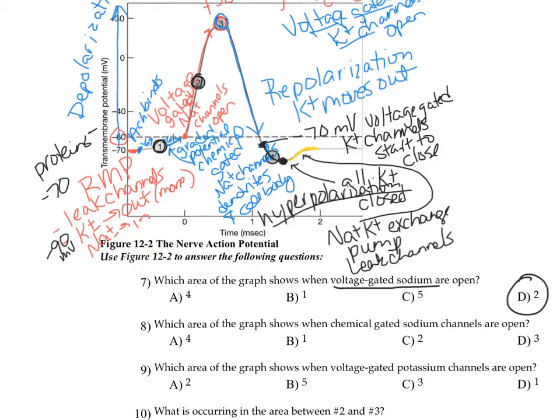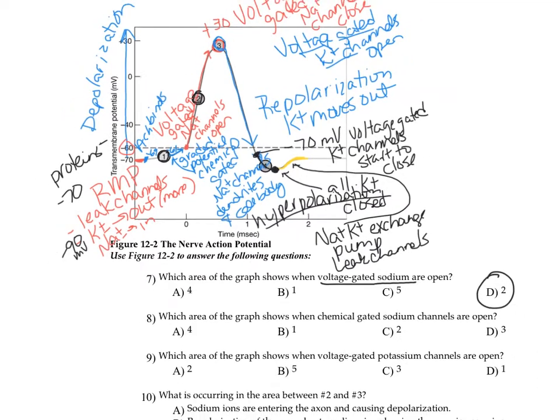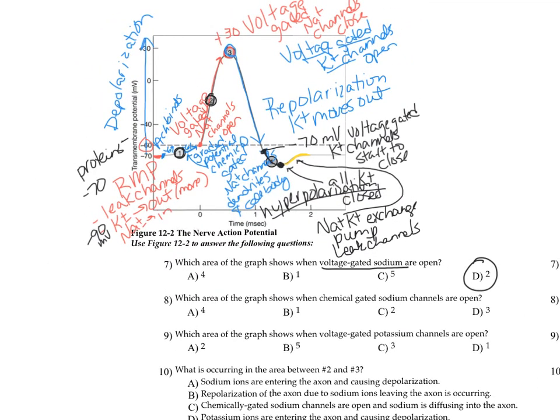ACH is a chemical, so ACH is stimulating that. So those gates are stimulated by chemicals. We call them chemical-gated sodium channels, right? Which area of the graph shows when voltage-gated potassium channels are open? Yep, so at 3, right up at positive 30 millivolts, that's when those potassium channels open, and they stay open all the way down until -70 when they start to close.